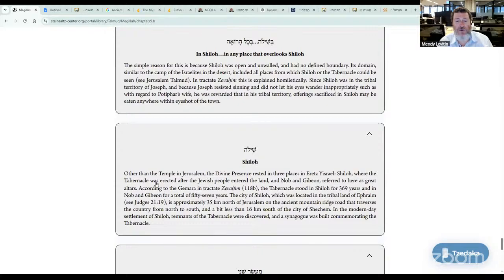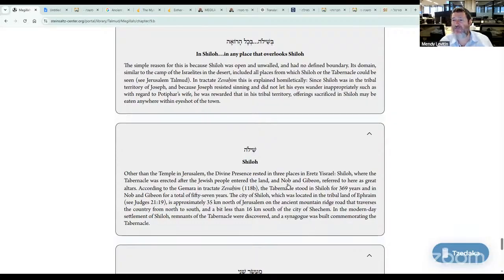Rabbi Steinsaltz says, what is Shiloh? Other than the Temple of Jerusalem, the divine presence rested in three places in Eretz Yisrael. Shiloh, where the tabernacle was erected after the Jewish people entered the land. Again, it wasn't right away. First, it was put up in Gilgal, and after Gilgal, they put it up in Shiloh. And then Nob and Gibon. But we don't really count Gilgal as a place. We count Shiloh, Nob, and Gibon.